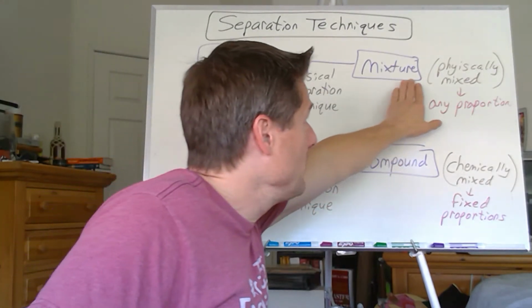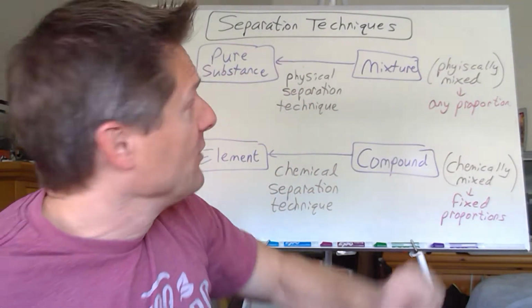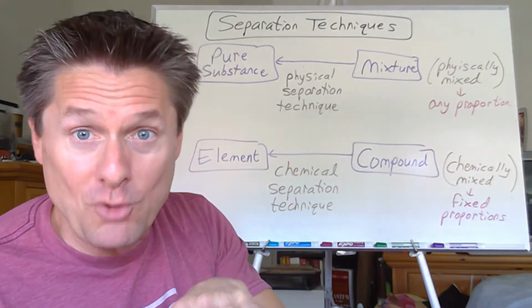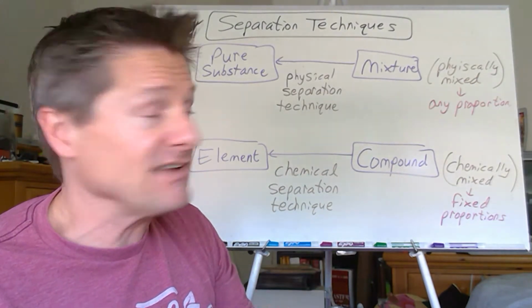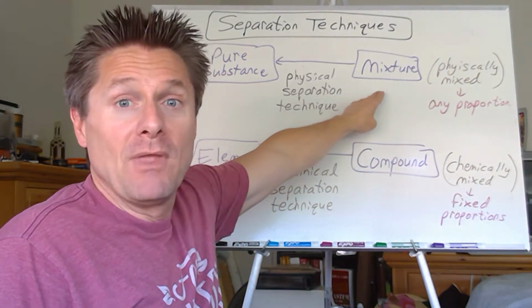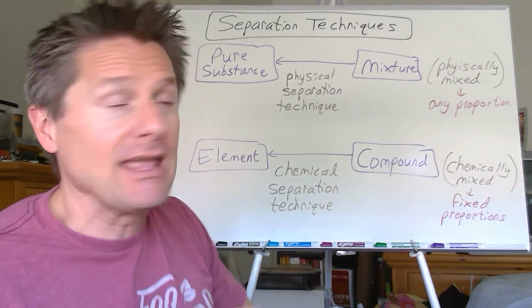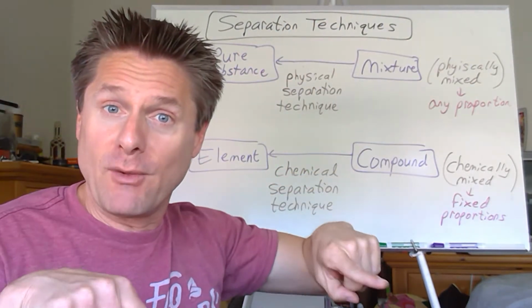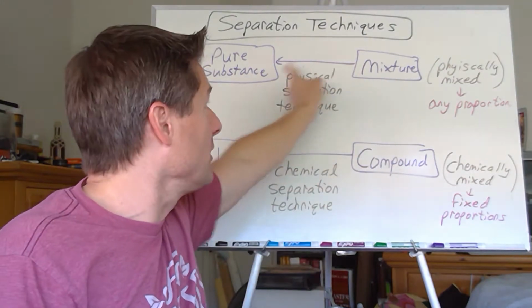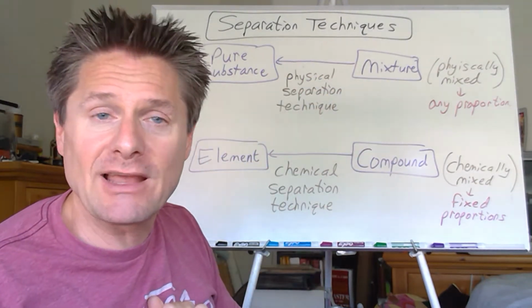All right. So again, mixtures are physically mixed, right? They can be mixed in any proportion, and it doesn't matter what proportion they're mixed. Since they're physically mixed, we would need a physical separation technique. And you can write that up on your chart if you want to. We've got the two boxes. You can just put a little arrow there and put physical separation technique.